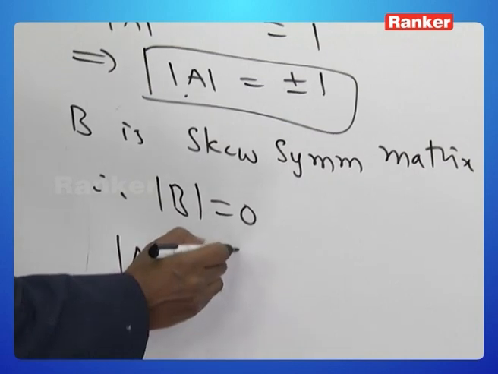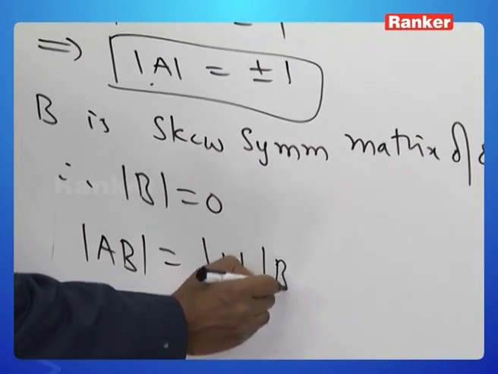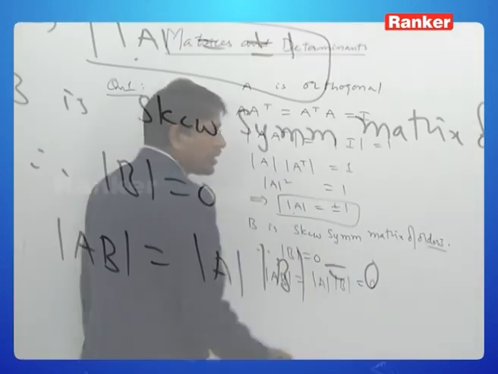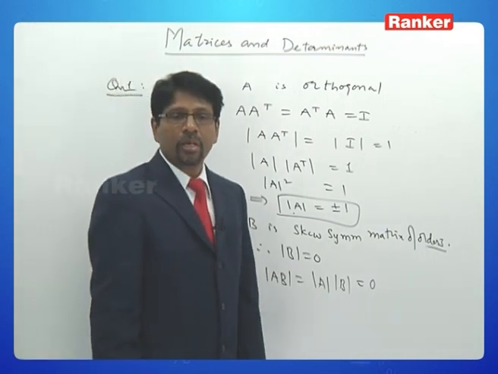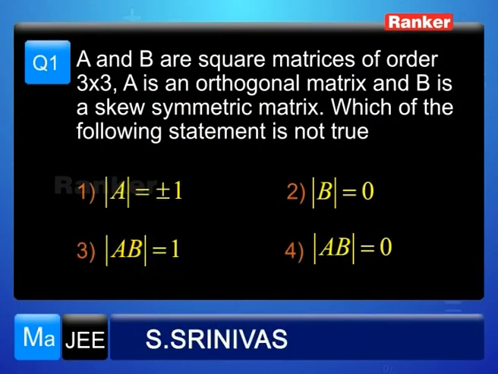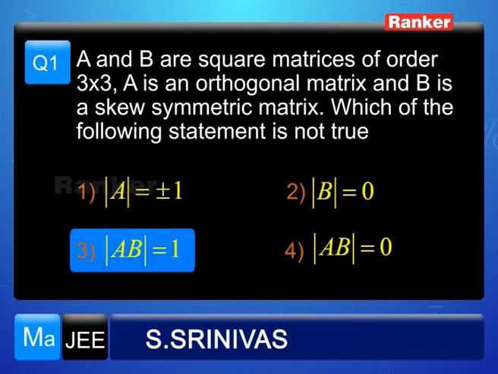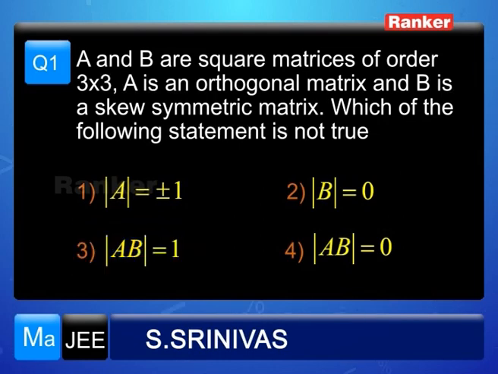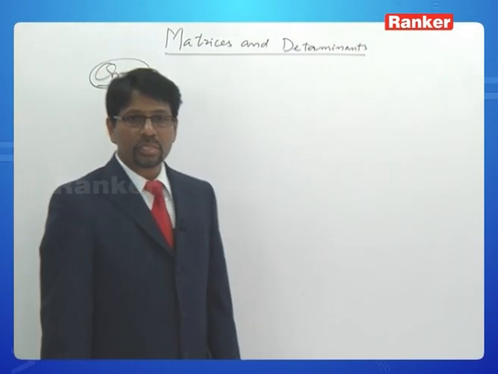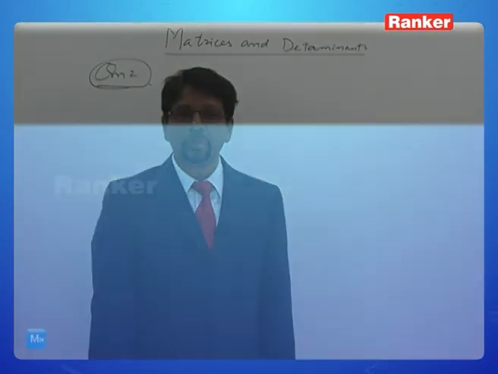What is determinant of AB? Det A into det B. So one of them being 0, we should have the determinant to be 0 there. Therefore, obviously the option 3 is not correct, and hence the correct answer is 3. Now let's move on to the next question, question number 2.